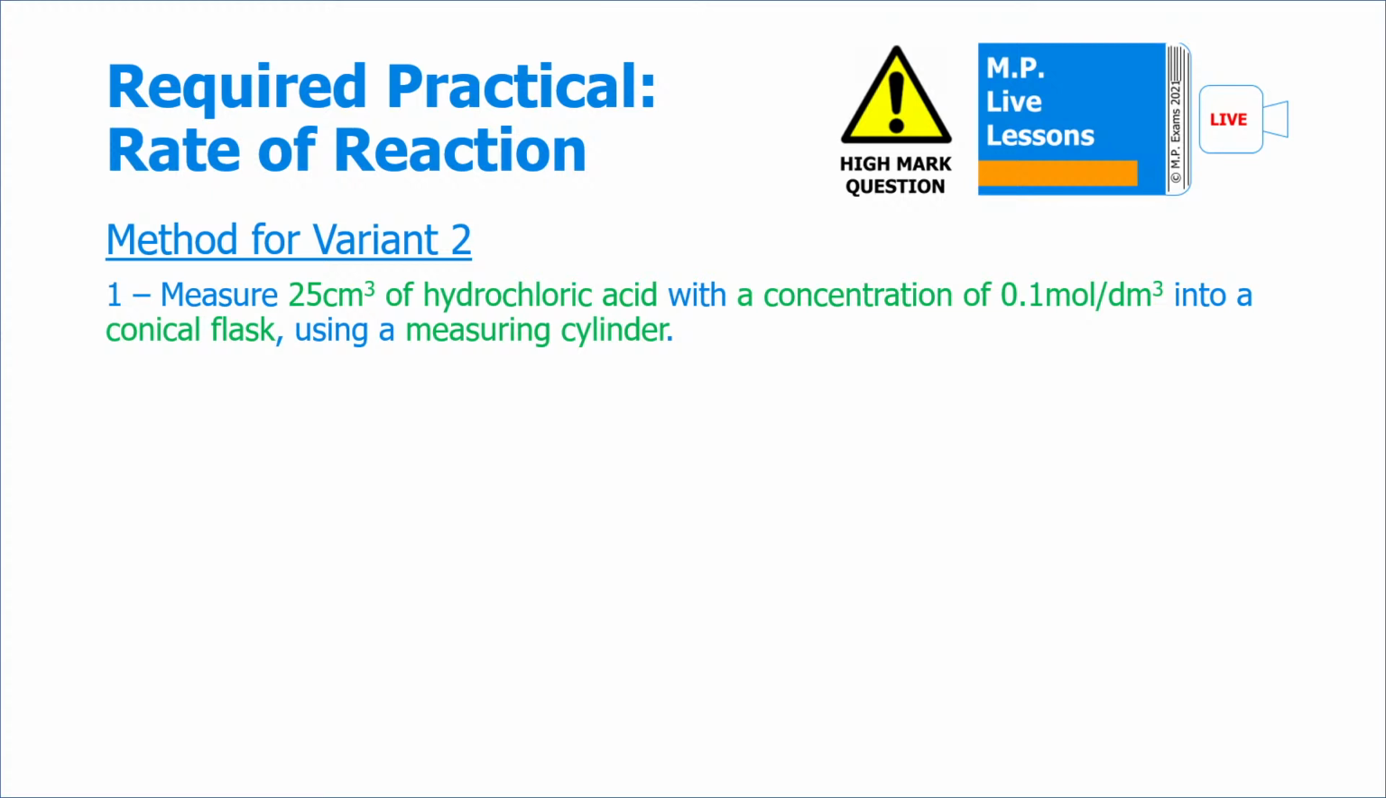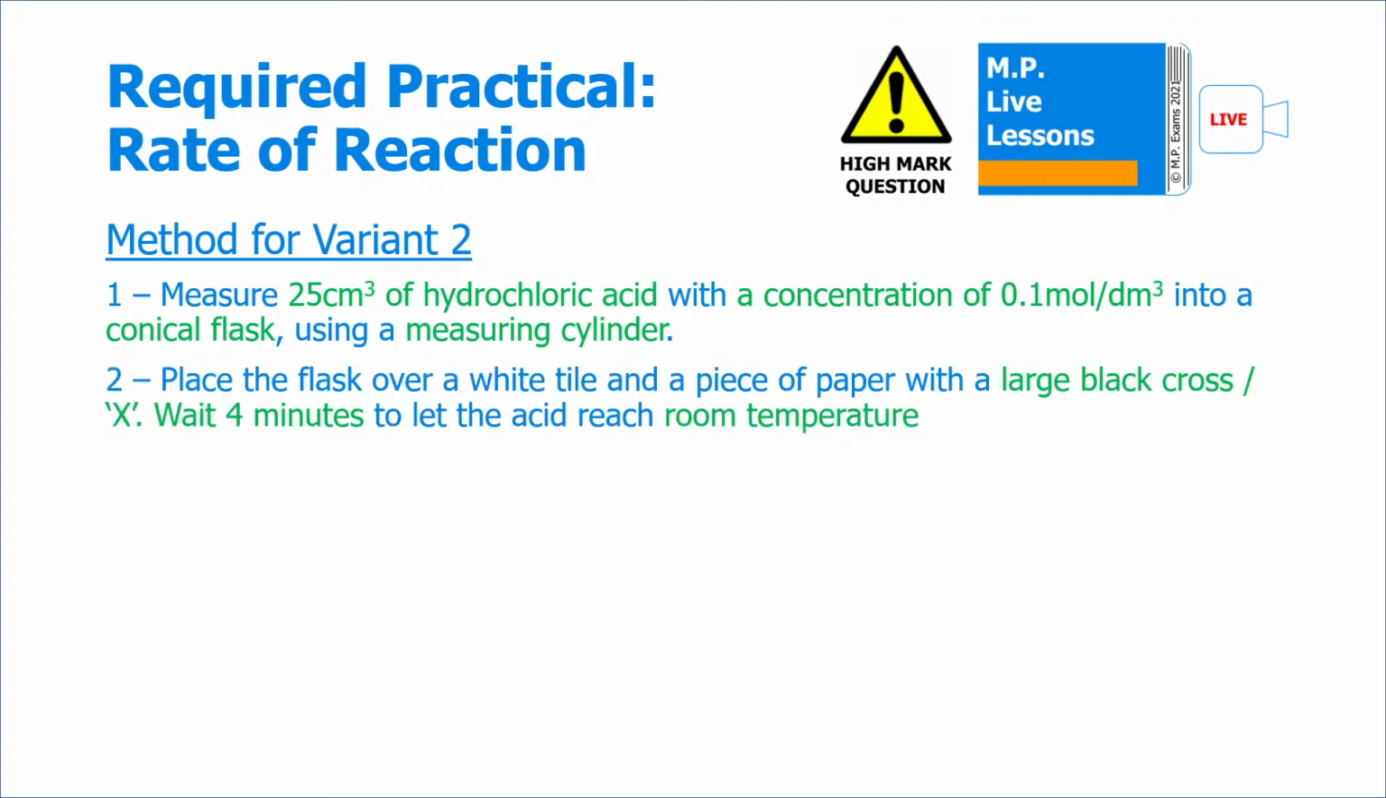Now, what we do is we place this flask over a white tile and a piece of paper with a larger black cross, so we make it easy for the dark cross to be seen until it isn't.